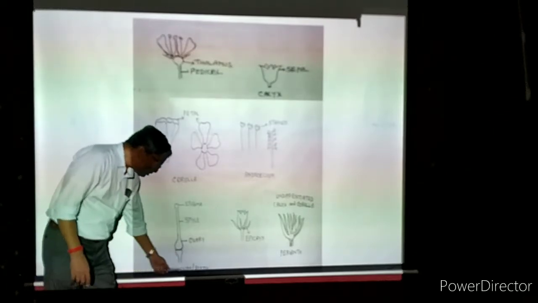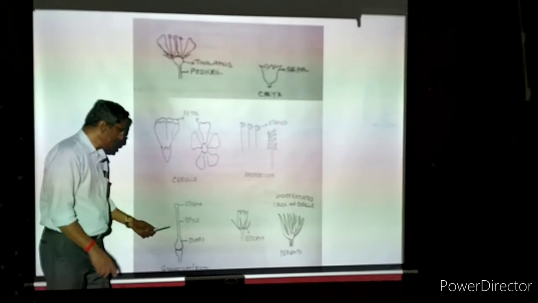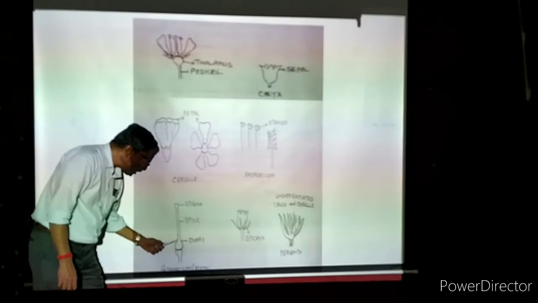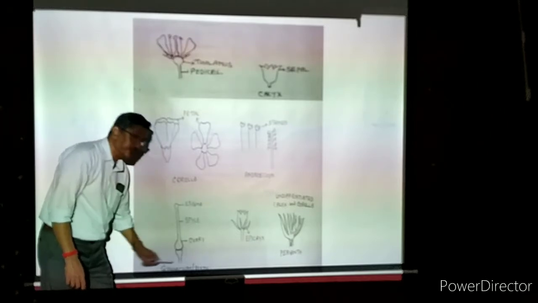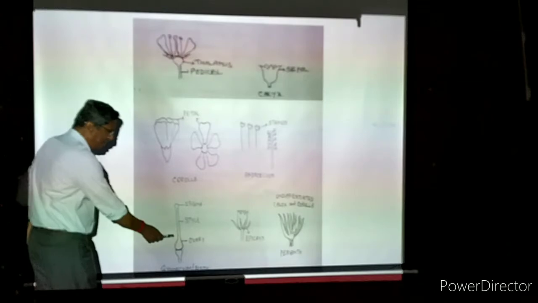The gynoecium is also called a pistil. If you take this gynoecium, it is situated on the thalamus, exactly at the tip of the thalamus. The gynoecium has, at the bottom, a large bulging portion. It is called the ovary. Inside the ovary, ovules are produced. So, it is very, very important.